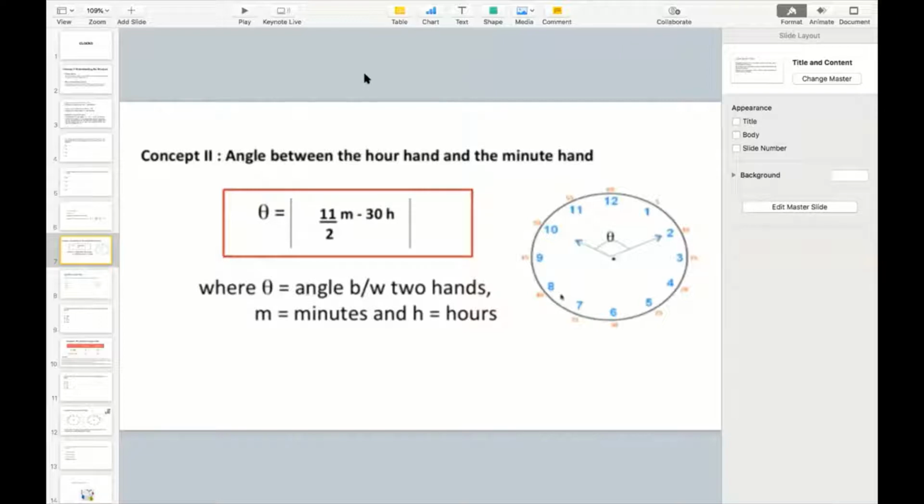So what you can do is you can put the value of theta as 0, because we are talking about coinciding of the hands. So the angle between the hands will be 0. So in this formula, when you put the value of theta as 0 and the value of h as 4, then you will get the value of m, and that value of m will come out to be 240 by 11. 240 by 11 will be somewhere around 21 9 by 11.